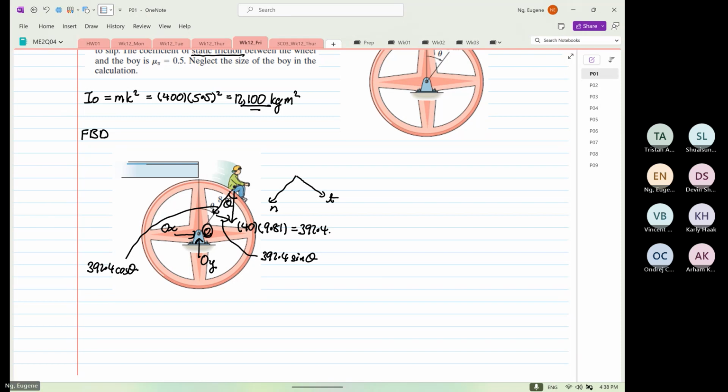Okay. Then the next thing we're going to consider, anything else. Now, so the next thing that we have, just by looking at a wheel, we know that we have a load pointing the opposite direction. This is our N.